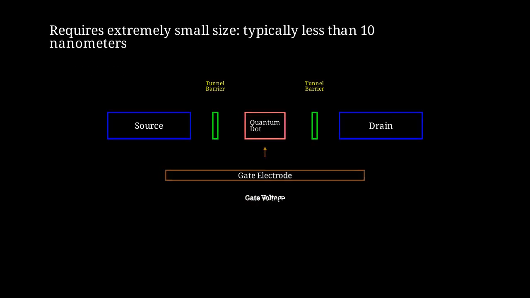Here's the basic structure. We have a quantum dot in the center, which is a tiny island of conducting material. On either side are tunnel barriers that electrons can tunnel through. Beyond those are the source and drain electrodes. Below is a gate electrode that controls the electrostatic potential of the quantum dot.